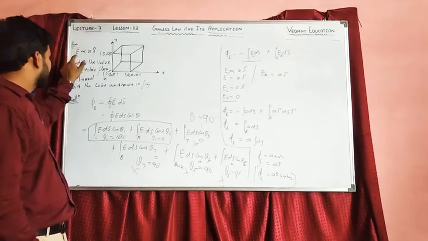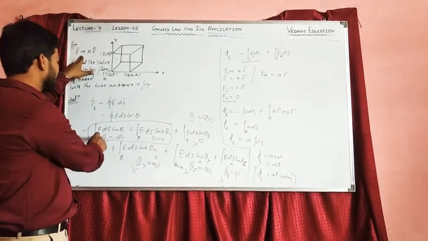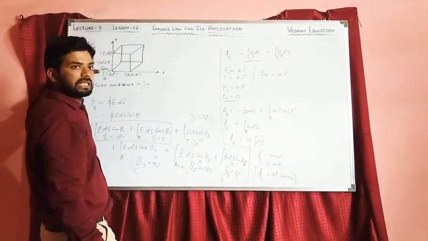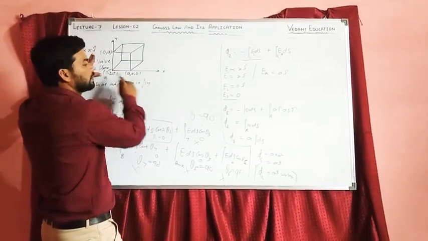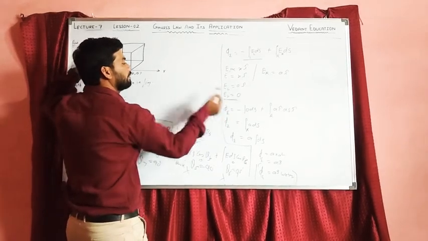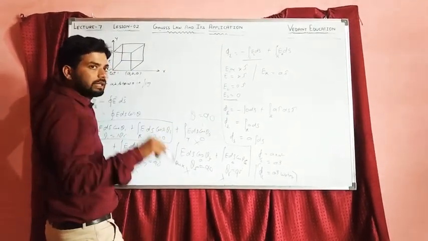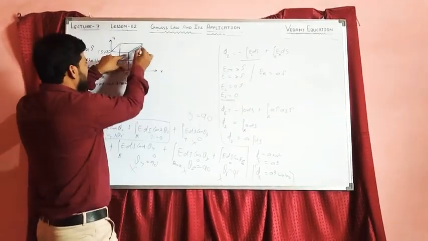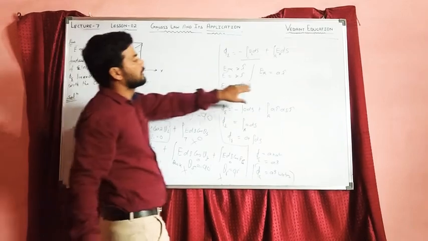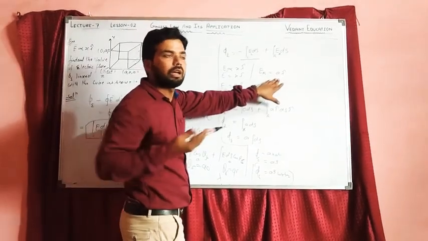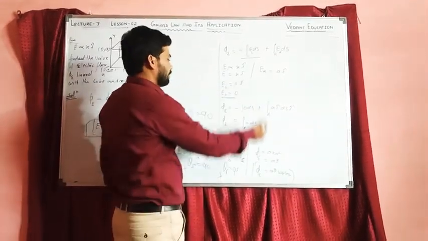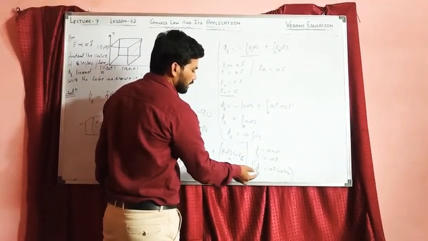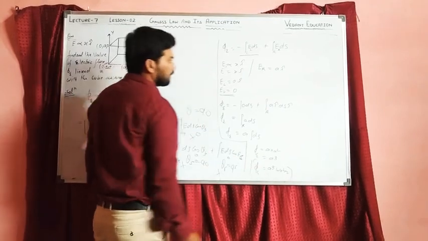But by the problem, on the left hand side the value of the electric field is 0, because E is directly proportional to x i cap. Here the value of x is 0. Because of this, the electric field linked with the left face becomes 0, and the electric field linked with this right face is a i cap, that is along the positive x direction. By calculating this, we got the answer flux phi E equal to h^3 over 4.